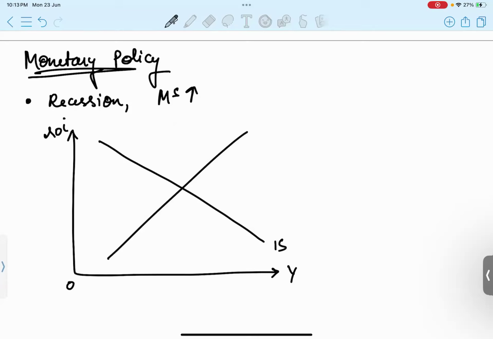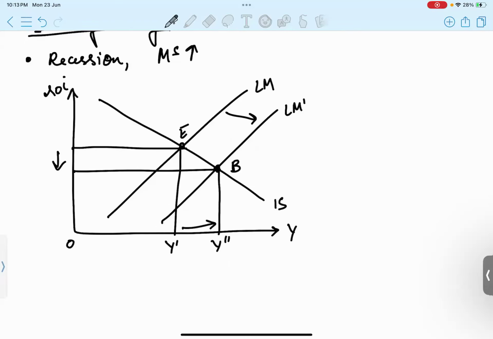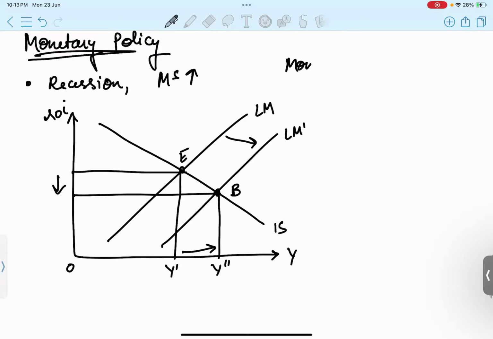So IS curve, LM curve, this is point E. Money supply increases, the LM curve will shift right, and we are at point P. Because of the money supply increase, the rate of interest declines, output will expand. That is what we want to come out of recession. So that's how we can say monetary transmission happens.